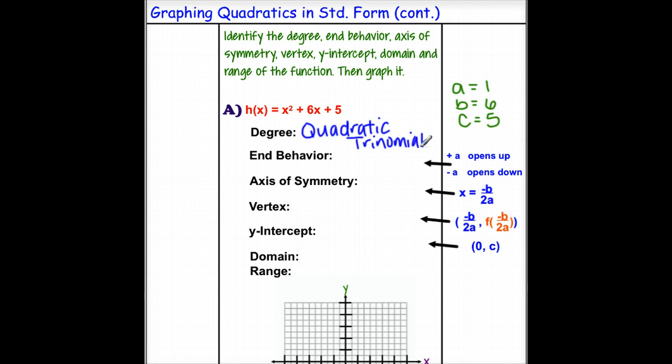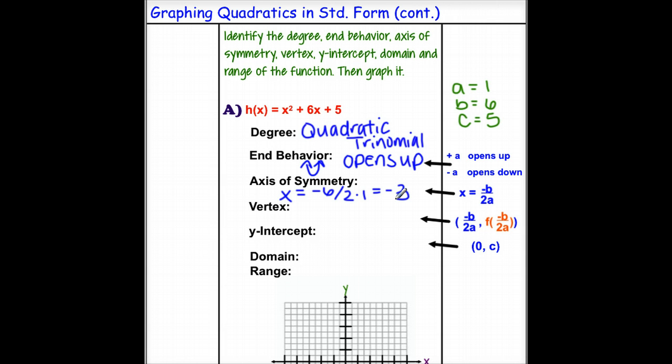The end behavior. Our a value is 1, which is positive, therefore it opens up, which means our basic look is going to be like such. For the axis of symmetry, x is equal to the opposite of b, which is 6, so negative 6, over 2 times a, which is 1. 2 times 1 is 2, and negative 6 divided by 2 is negative 3, so x equals negative 3 would be our axis of symmetry.